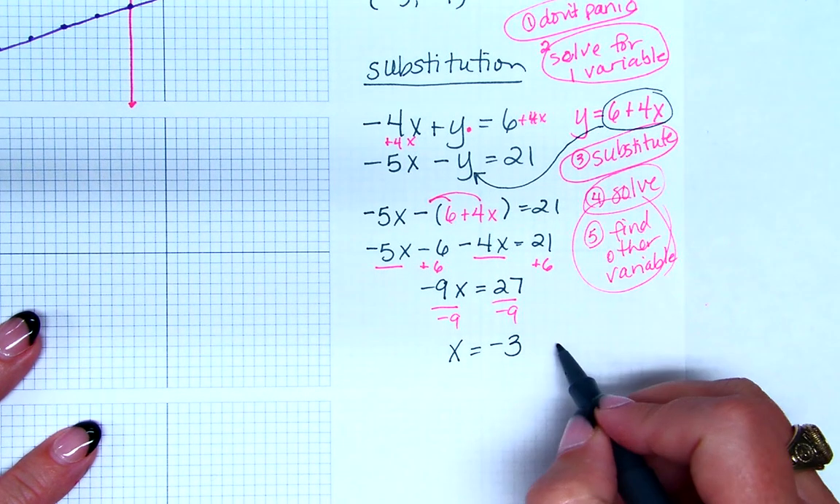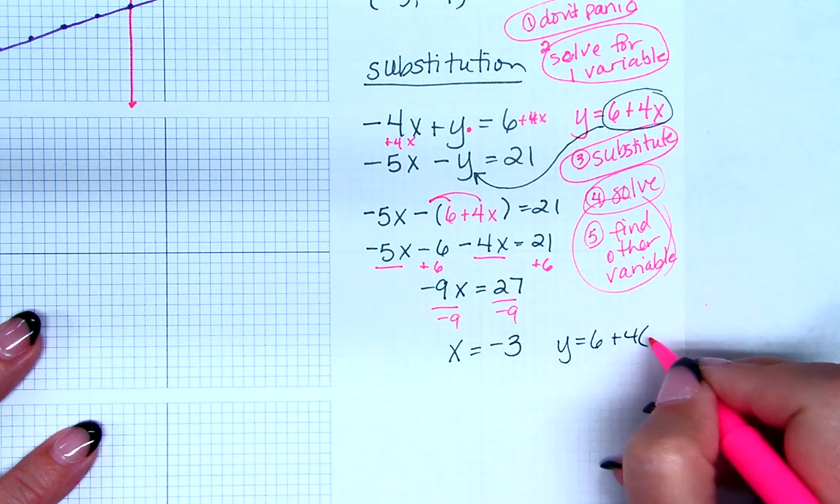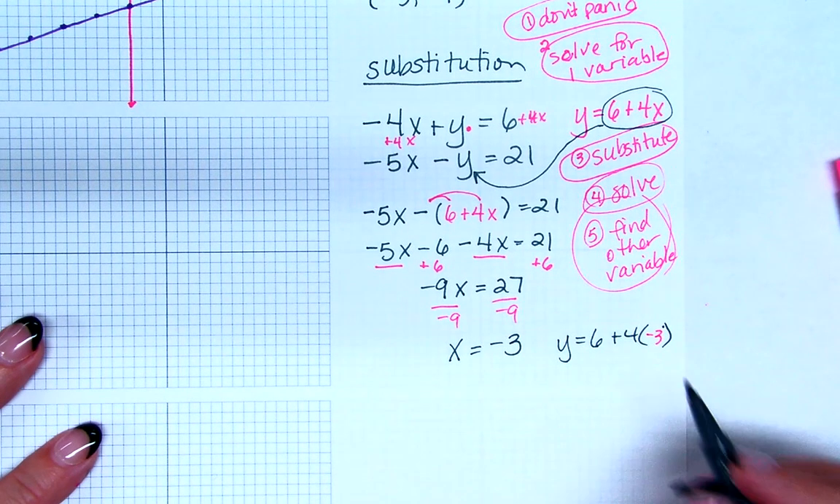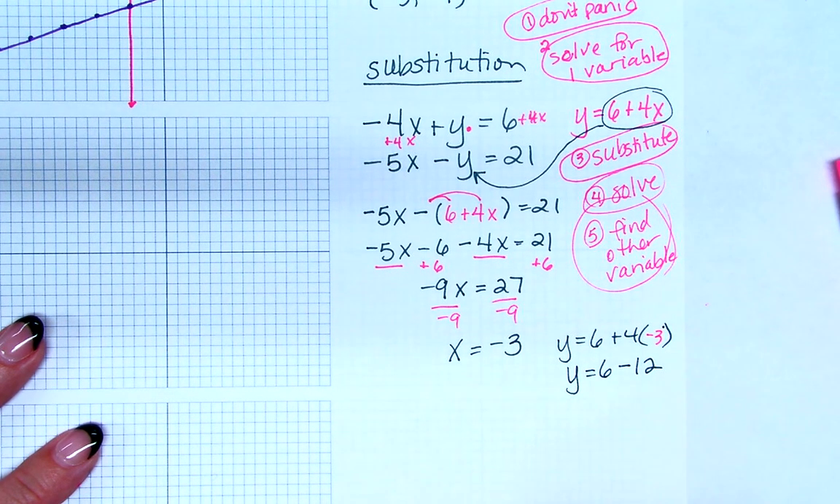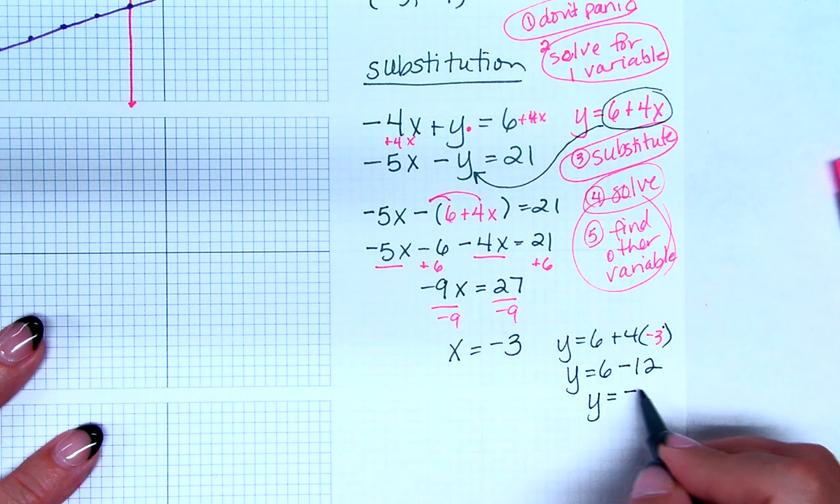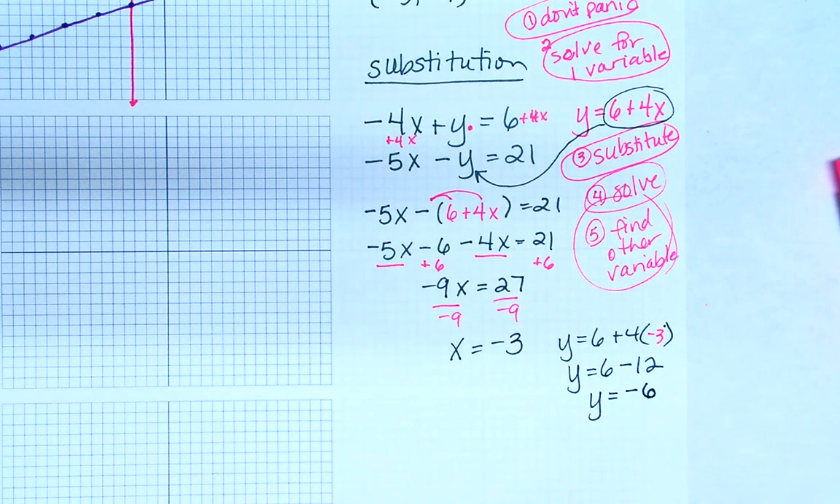Right? So can't I say y equals 6 plus 4 times negative 3? What is 4 times negative 3? So y equals 6 minus 12. So it's y equals negative 6. Now I'm done?